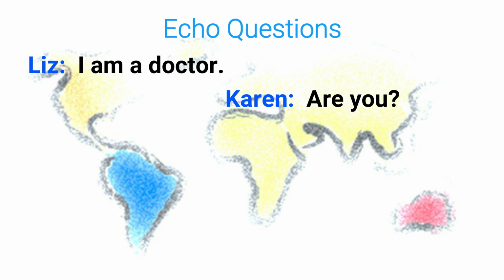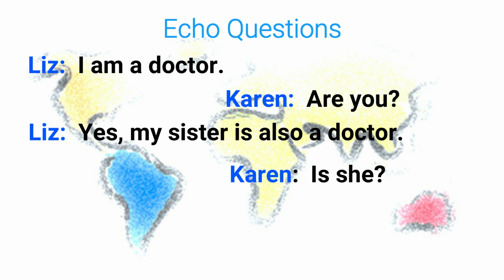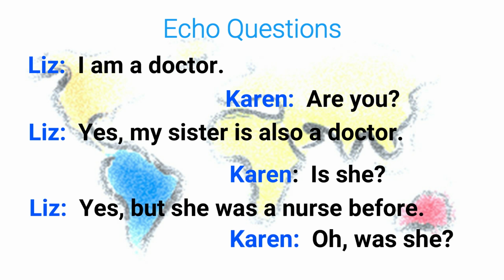For example, here we see Liz speaking with Karen. Liz says, "I am a doctor." Karen responds, "Are you?" "Yes, my sister is also a doctor." "Is she?" "Yes, but she was a nurse before." "Oh, was she?" As you can see with Karen's responses, her question starts with the verb and is followed by the subject.